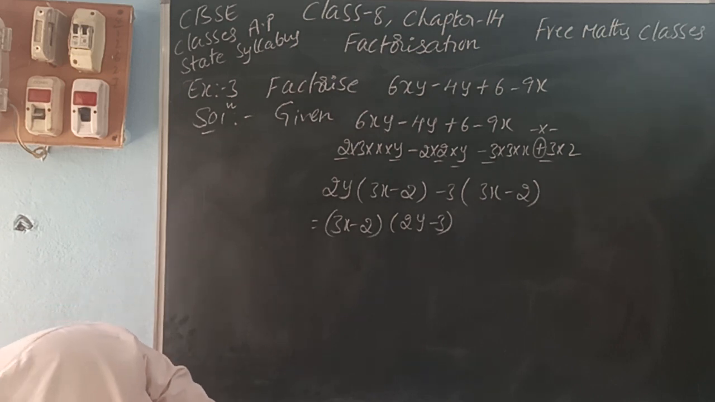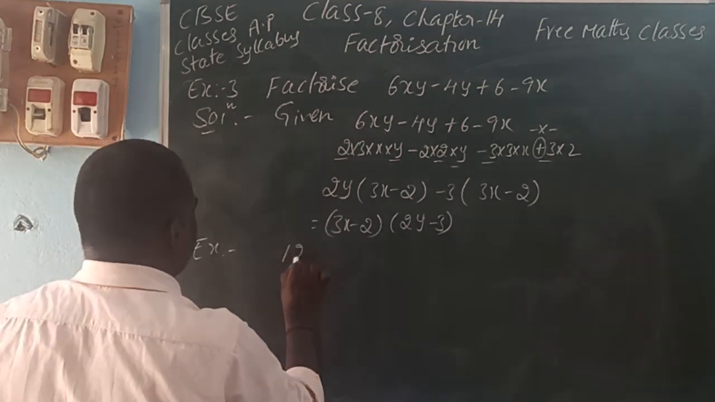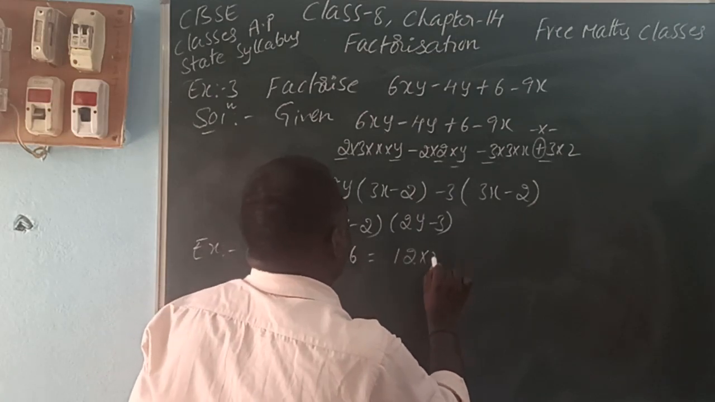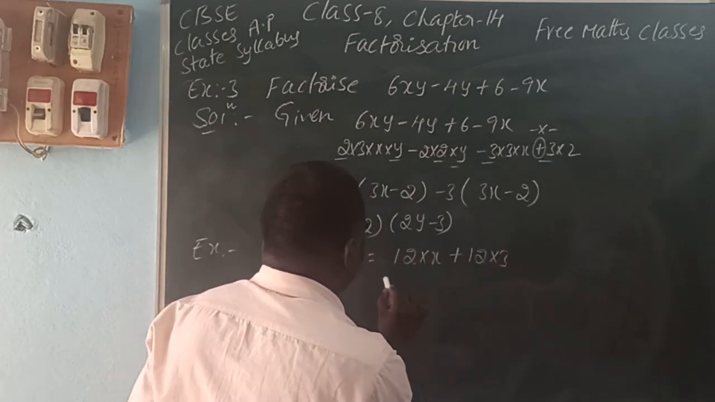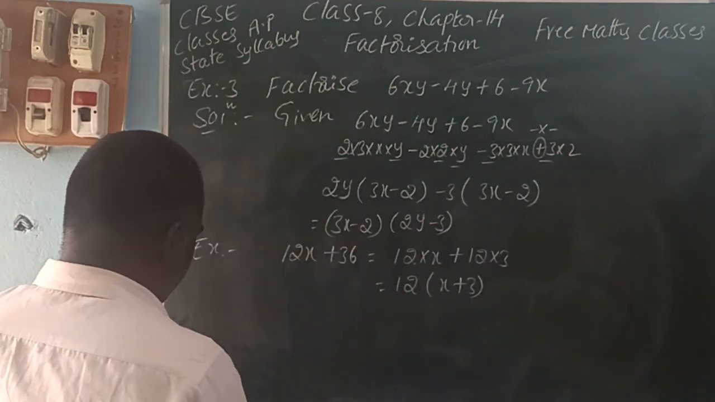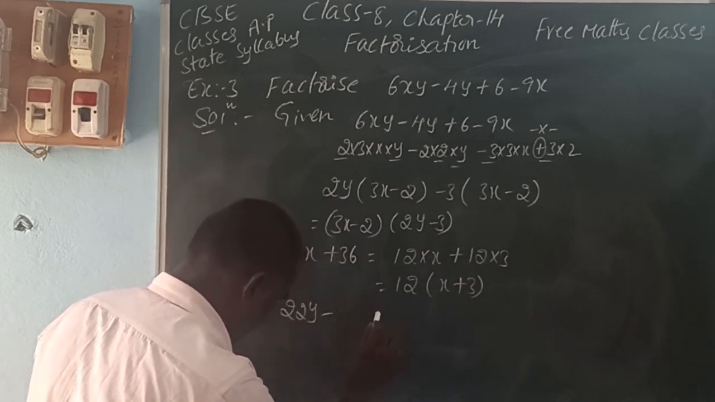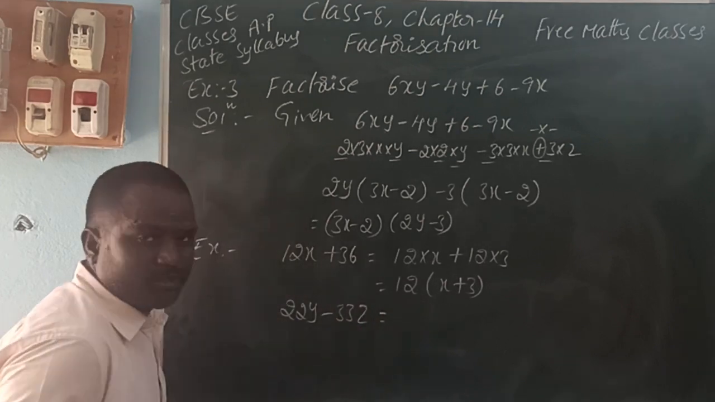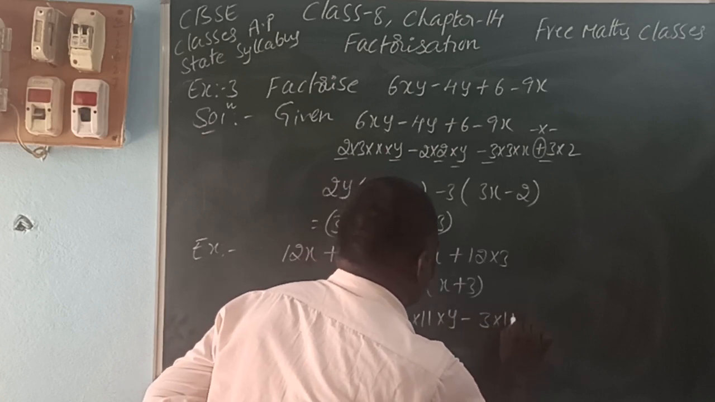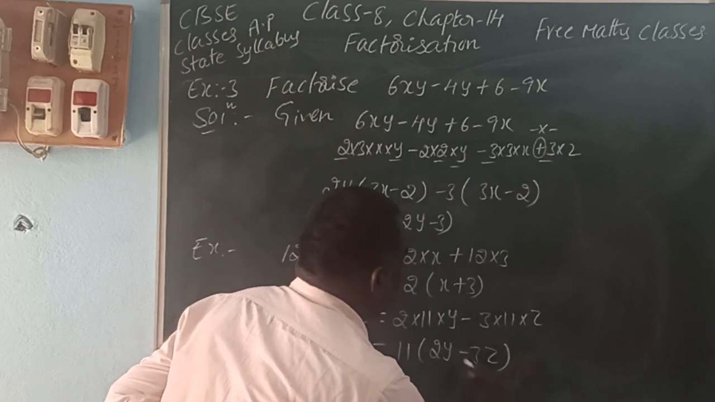Next example, 12x plus 36. So 12x is 12 into x, and 36 we can write as 12 into 3. So in these two, what is common? 12 of x plus 3. This is the factorization. Next, 22y minus 33z. So 22y can be written as 2 into 11 into y. 33 is 3 into 11 into z. So in these two, what is common? 11. So 11 of 2y minus 3z.